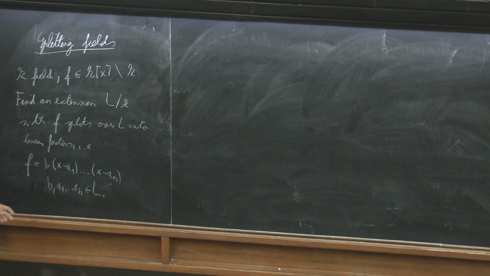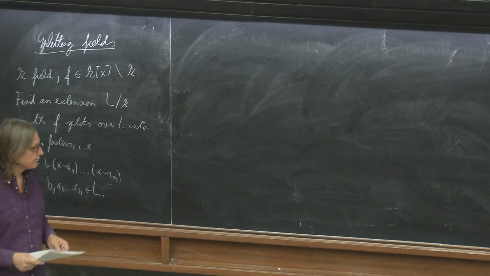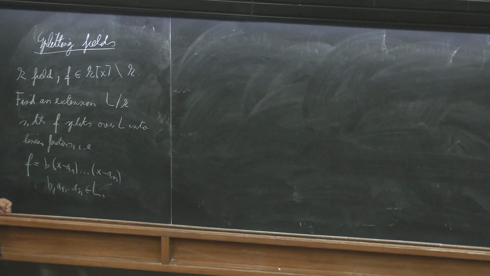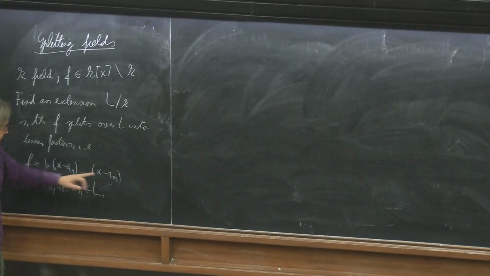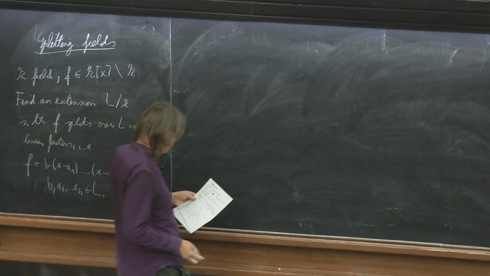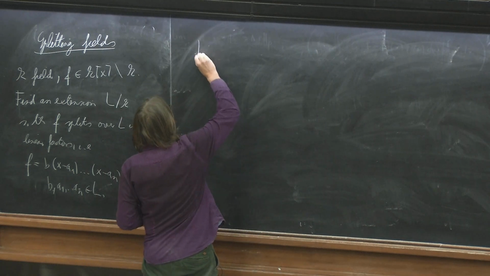In order to find such a thing, one should first find a field. One can see here, if this is supposed to be the case, then f has to have these n zeros, a_1 to a_n. So let's be a little bit less ambitious to begin with. We first want to find an extension of K such that f has one zero in it. So it's the following theorem.